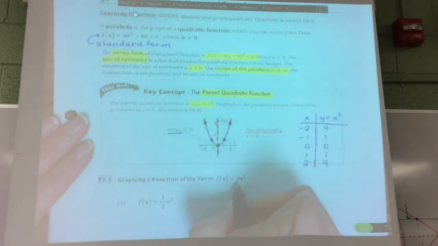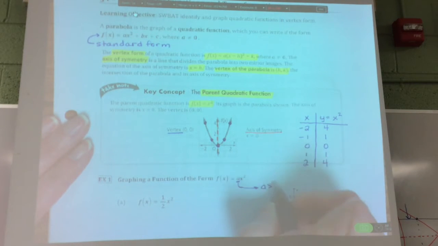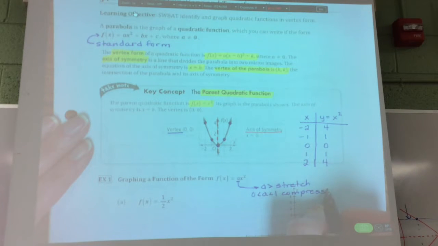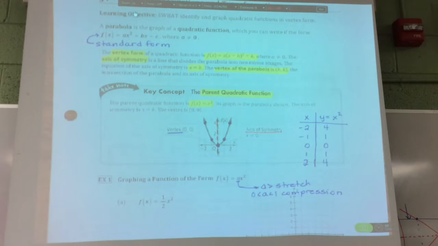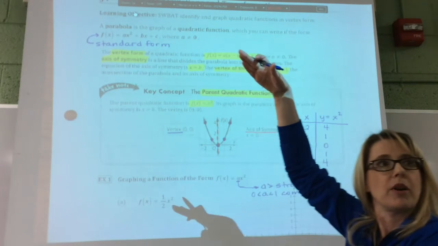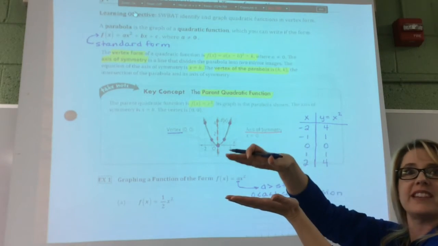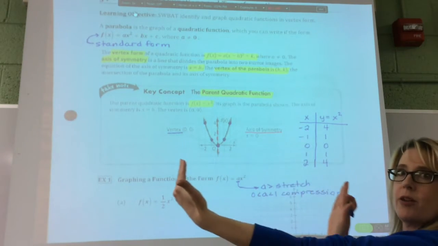So if you look at just the a greater than 1 is stretch, and if you have an a between 0 and 1, that is going to be a compression. So guess what? This is going to be compressed. It's going to be compressed vertically. So, whoops, I got to stand in front of here so we can all see me. Compressed vertically. So this ends up getting squashed down and it becomes wider.